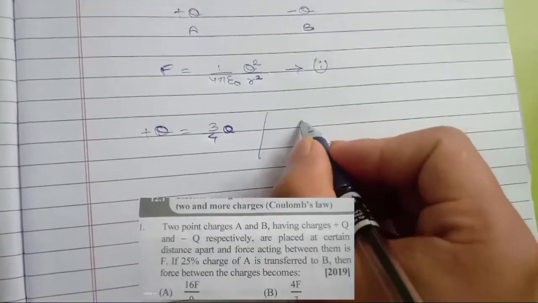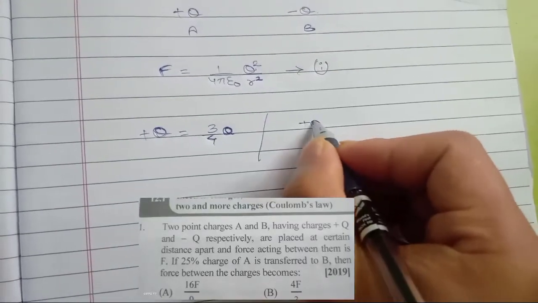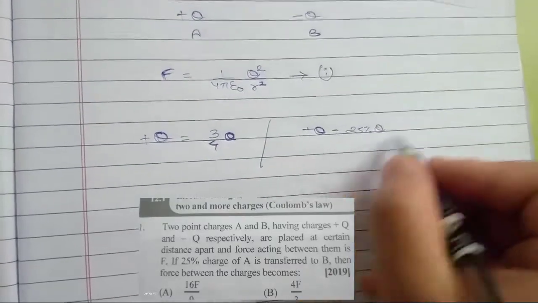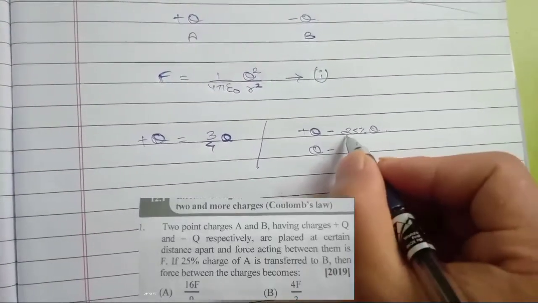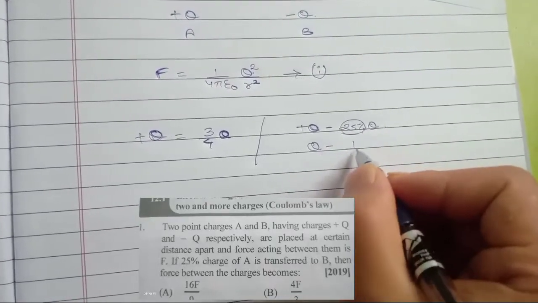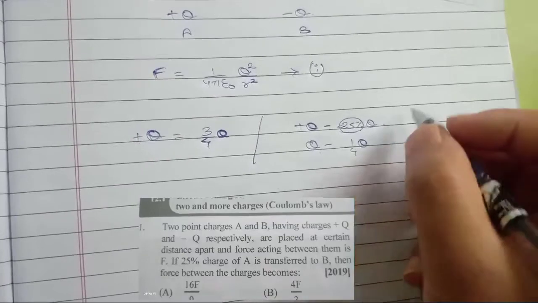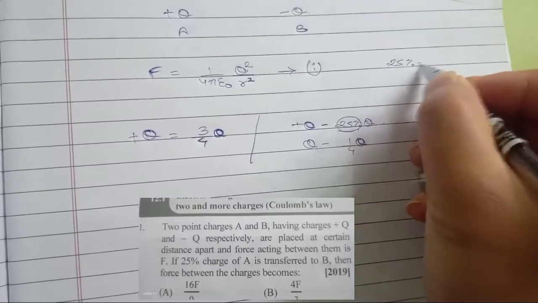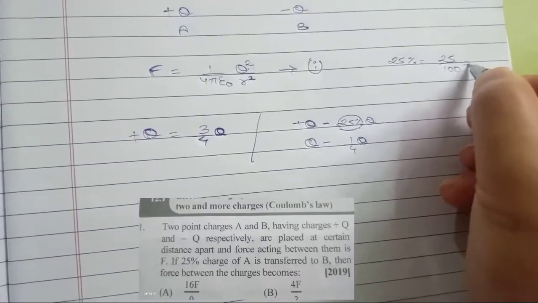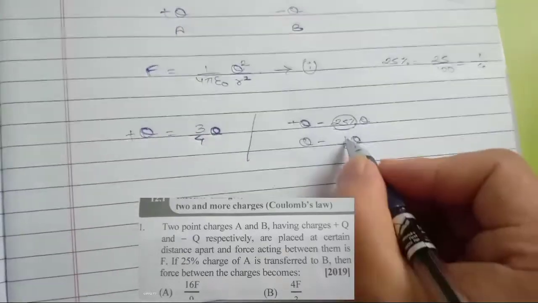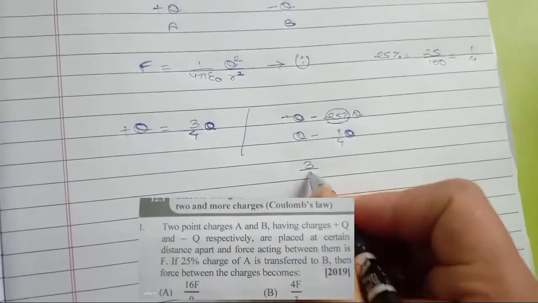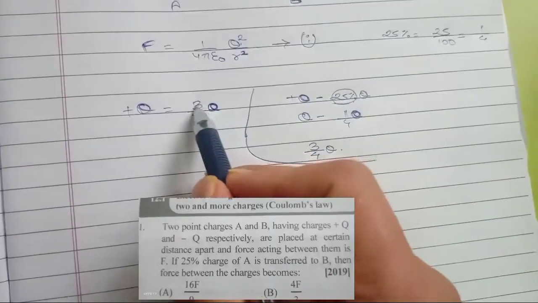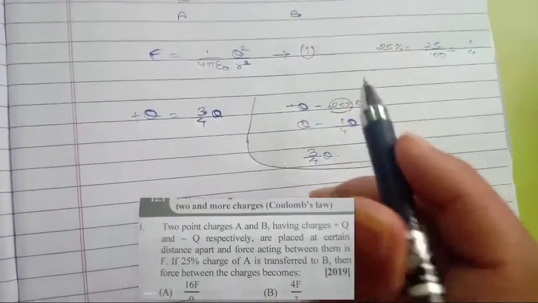That is, first we have plus Q, and 25% is removed, minus 25% of Q. So by solving this, we get Q minus 1 by 4 of Q. If you don't know how to do that, 25% means 25 by 100, and 25 by 100 means 1 by 4. So this comes to 3 by 4 Q. So the total charge remaining in A is 3 by 4 Q.